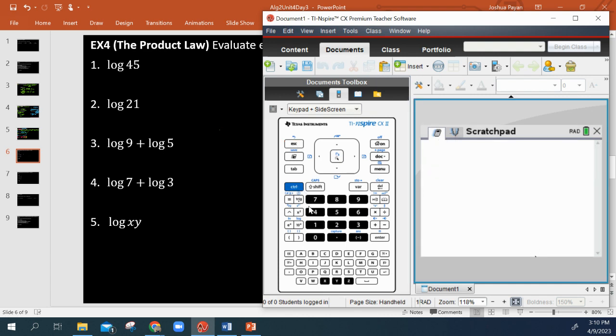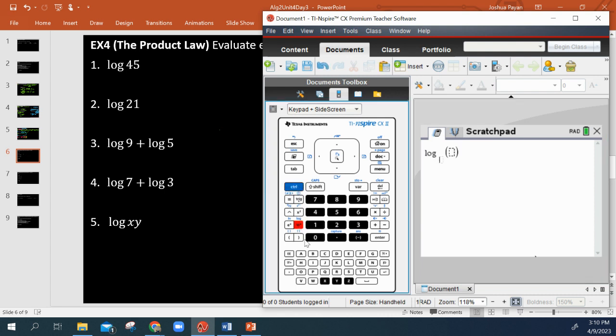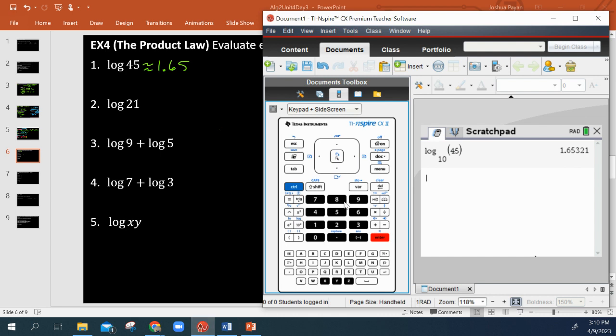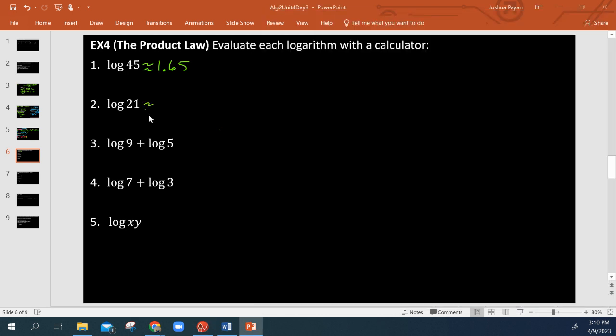So if I just do log base 10 of 45, I get approximately 1.65. So this is about 1.65. Let's do the same for log of 21. Because it's just log, we know it's base 10 of 21. I get about 1.32.